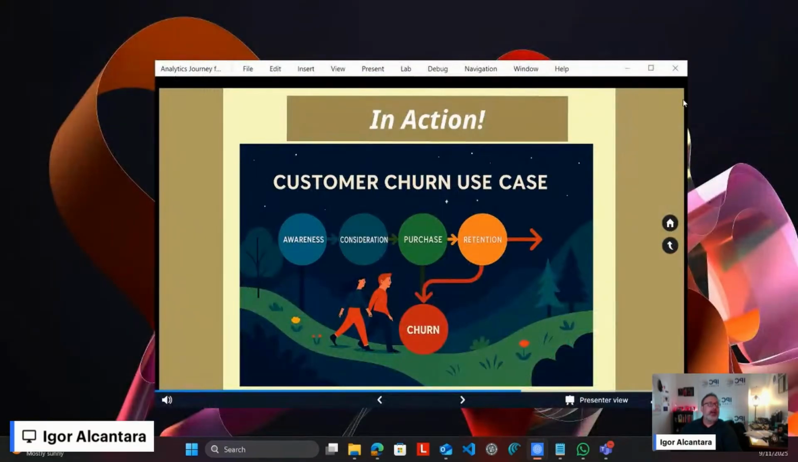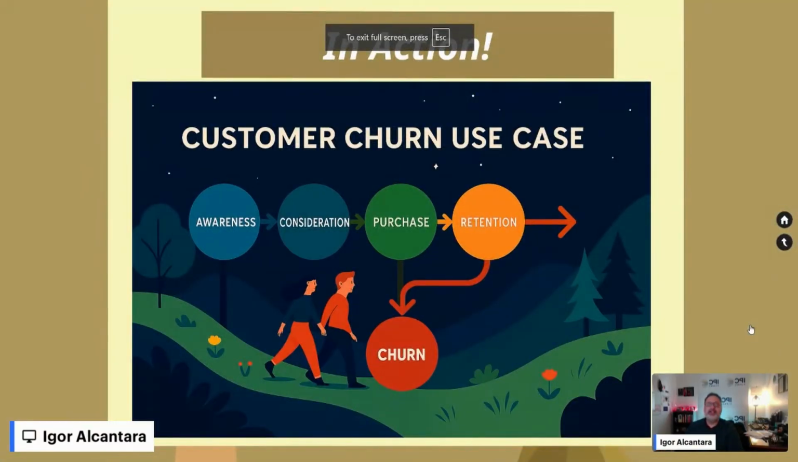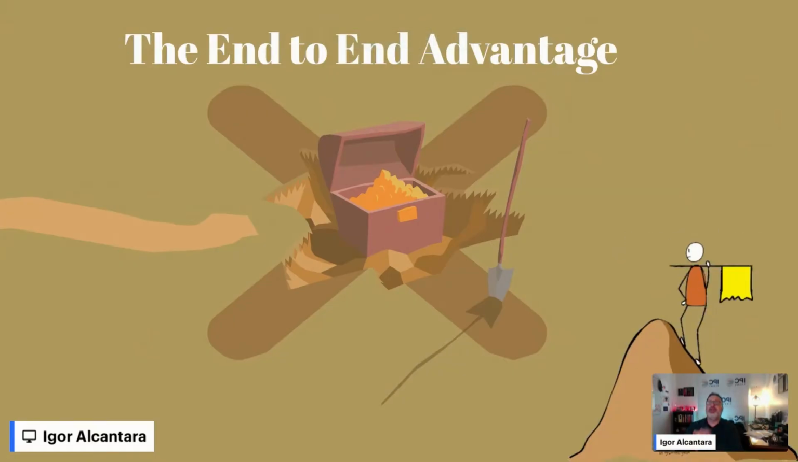So now let's talk about the elephant in the room. And I'm not talking about this elephant. The elephant in the room in that case is, okay, what is the actual benefit of this? What is the actual end-to-end advantage? The end-to-end advantage of the Qlik platform is like discovering a treasure hidden in your organization. It's not just about collecting data. It's not BI or pretty dashboards. It's about unlocking what truly matters.